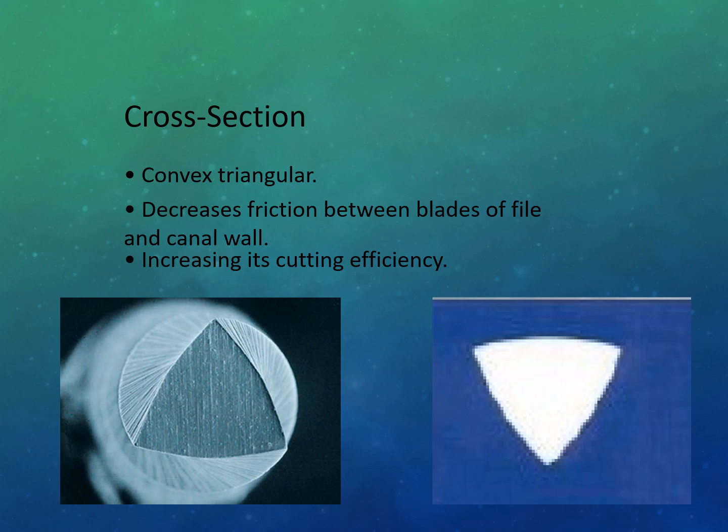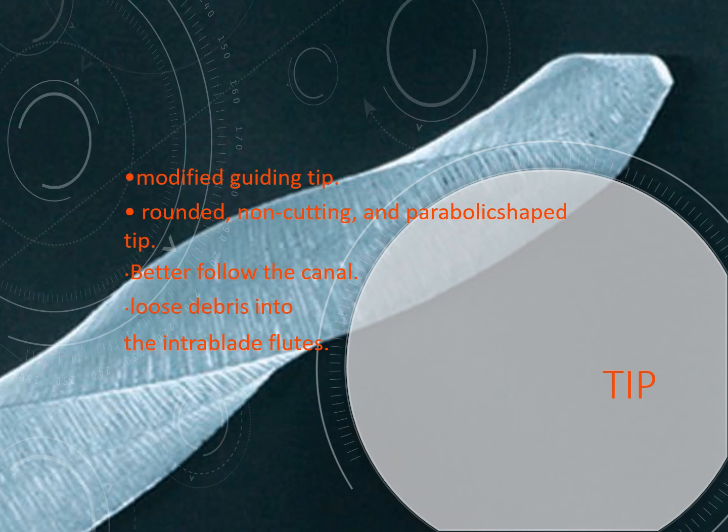Next is the cross section, convex triangular, which decreases friction between the blades and the canal wall, and it increases its cutting efficiency. And the tip has a modified guiding tip, rounded, non-cutting, and parabolic shaped. These are the designs for the advantage of your cutting efficiency and better flow inside the canal, and loose debris into the intra-blade flutes. The flutes are the space between your two cutting angles.